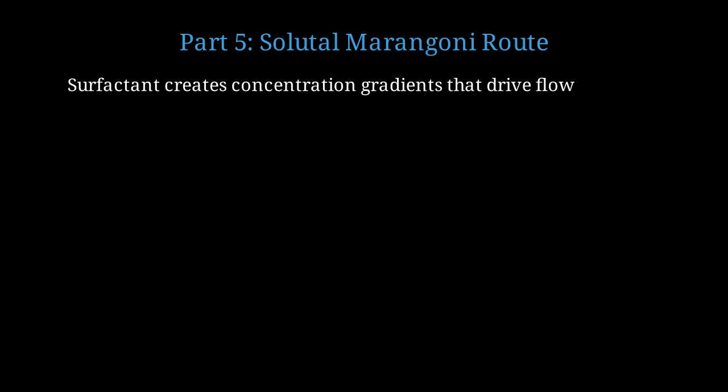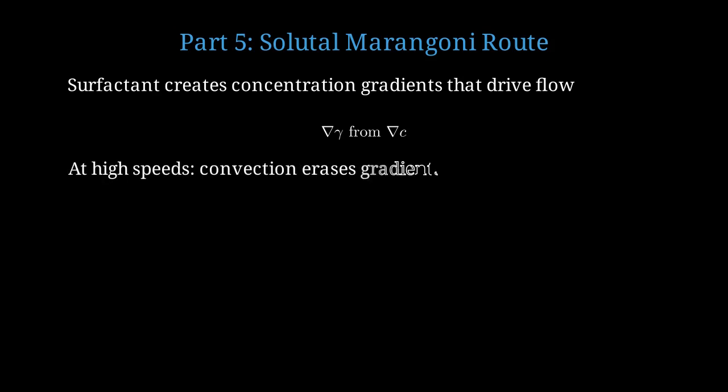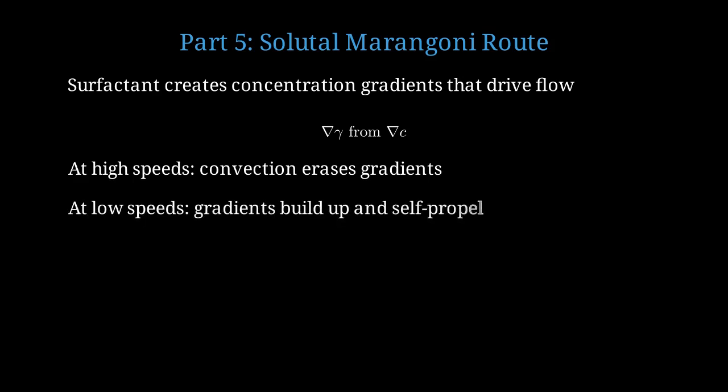Let's understand how surfactant gradients self-amplify when flow slows down. Surfactants create concentration gradients along the interface, which drive powerful flows through surface tension variations. Surface tension gradients arise from concentration gradients of the surfactant. When flow is fast, convection washes away the concentration gradients, weakening the effect. But at lower speeds, concentration gradients can build up, creating stronger self-propulsion as you reduce pressure.